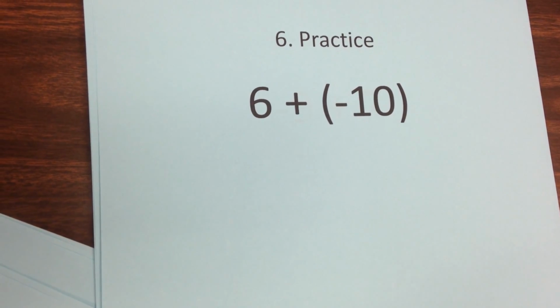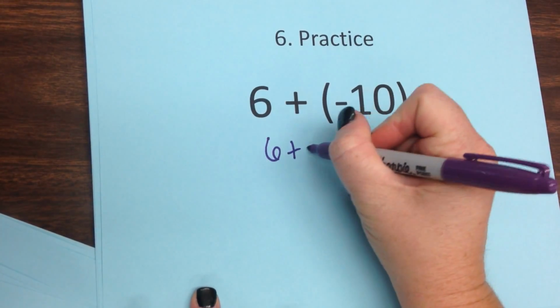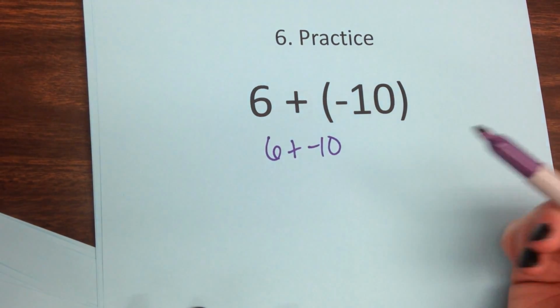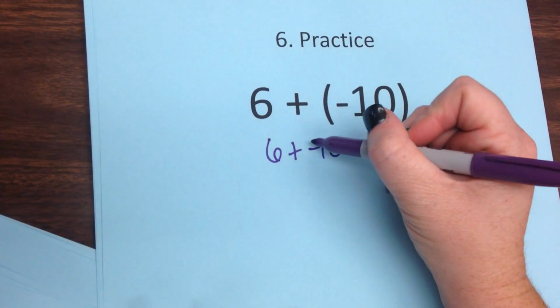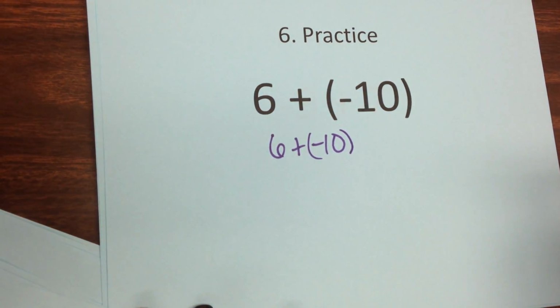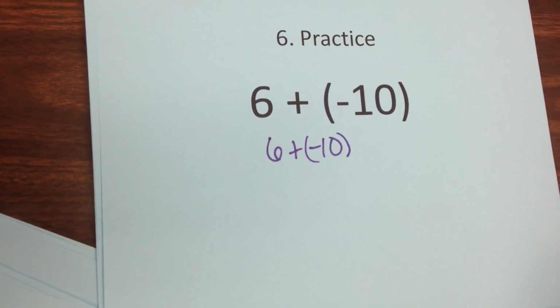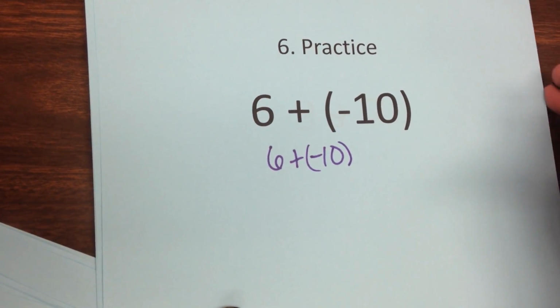Okay, you'll do the same thing for problem 6. It's written with parentheses so that it doesn't have to look like 6 plus -10, because that looks confusing with two signs right together. So when you have a plus sign and a negative, we just group it with the parentheses so we can see that it really is a -10. That would be 6 positives plus 10 negatives.